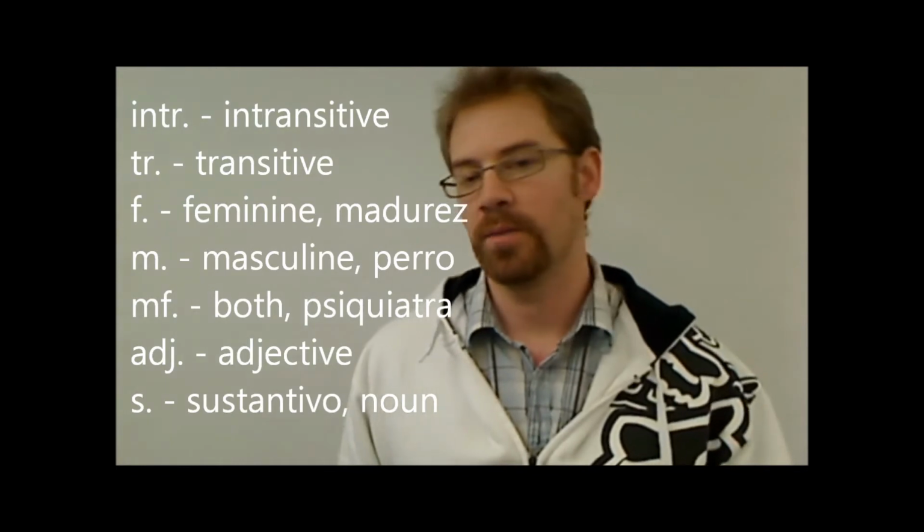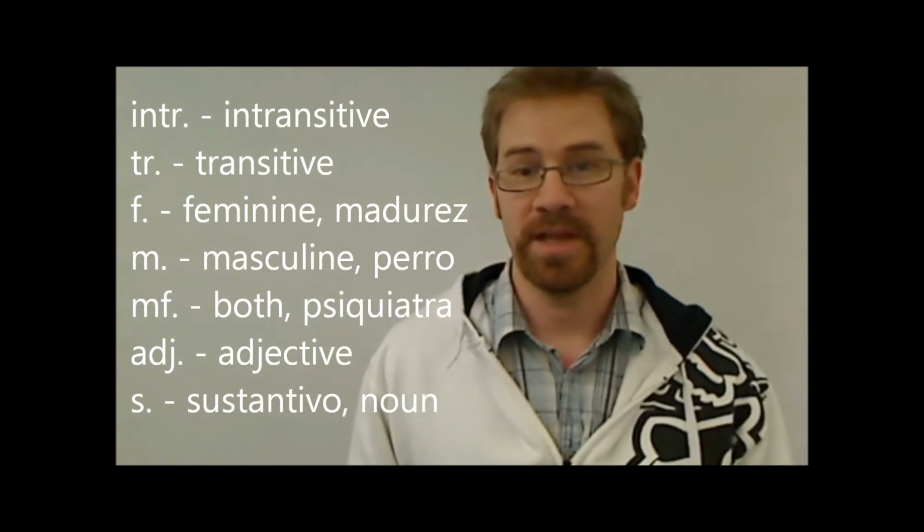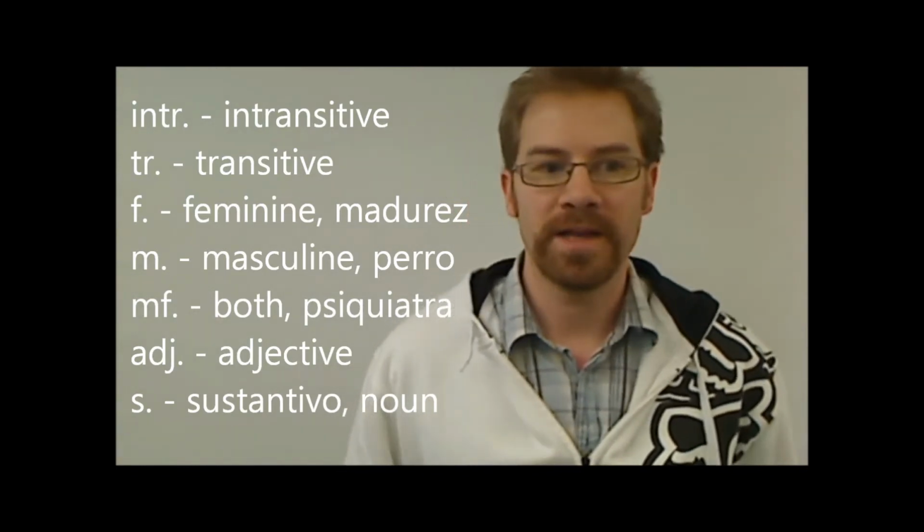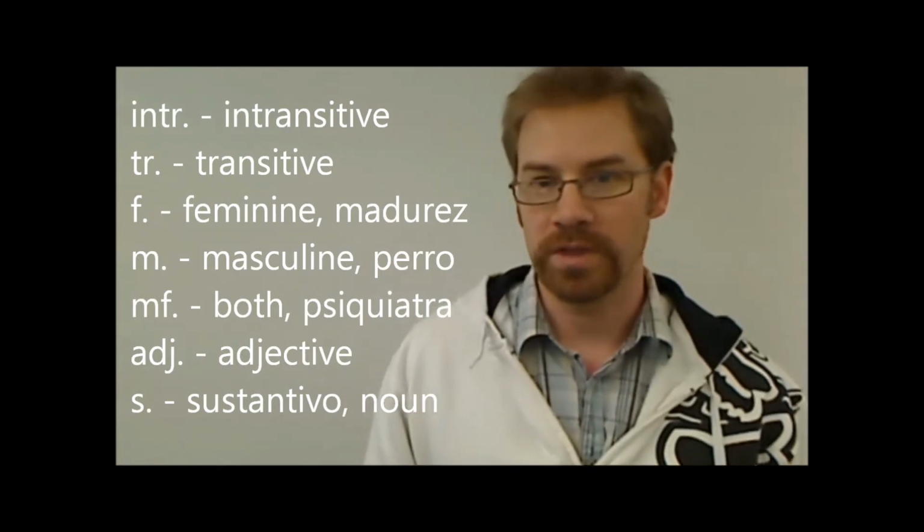Next one, ADJ, you can probably guess means that it's an adjective, pretty straightforward. And then the last one, the S, stands for sustantivo, and sustantivo is the Spanish word for noun. So if I come across, say, perro, and it has an S next to it, that just means that it's a noun, because it is.